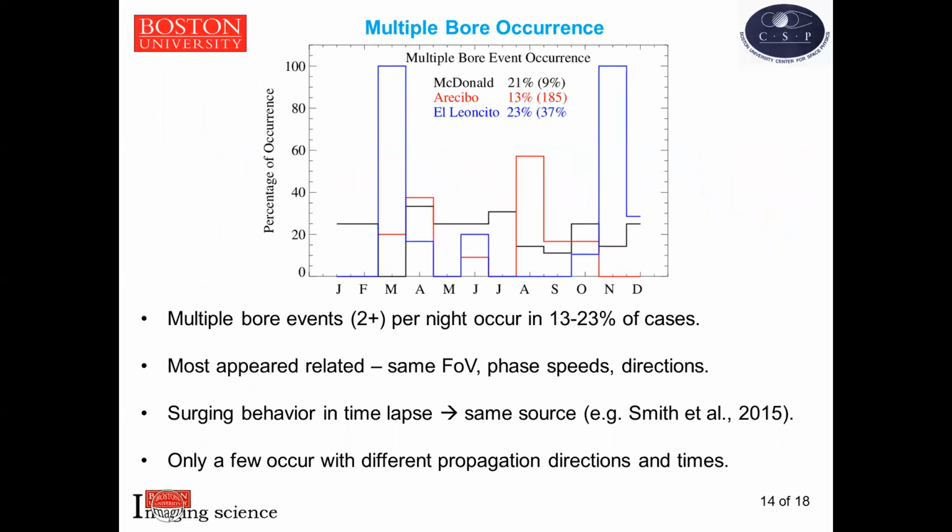There were quite a few multiple bores for each night. In other words, more than one bore a night, and in between 15% and 25% of the cases there were multiple bores. What these seem to be, they seem to be related in the sense that they were usually in the same field of view, had the same phase speed, and also the same directions. And so, if you looked at it as a movie, it looks like a surging behaviour, which suggests that they all have the same source. There's only a few that have different propagation times and directions.